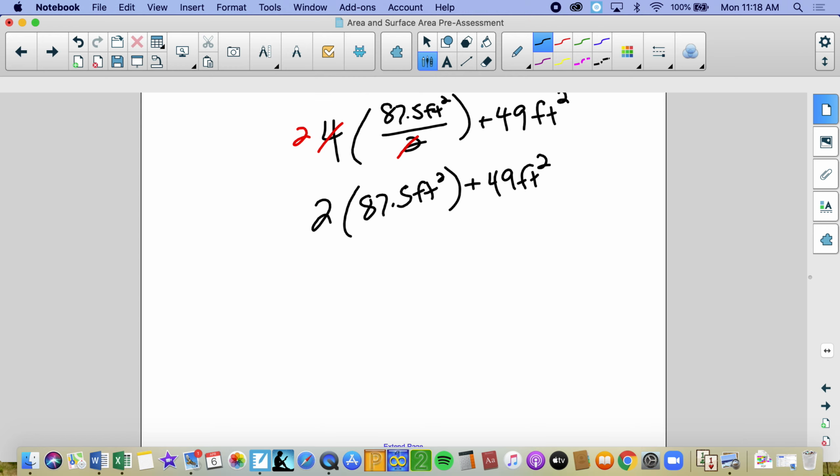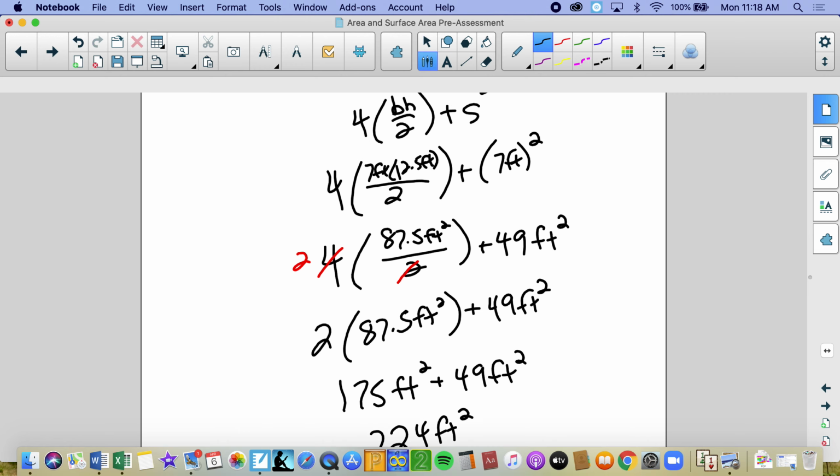And 2 times 87.5 feet squared gives me 175 feet squared plus 49 feet squared gives me a total of 224 feet squared.